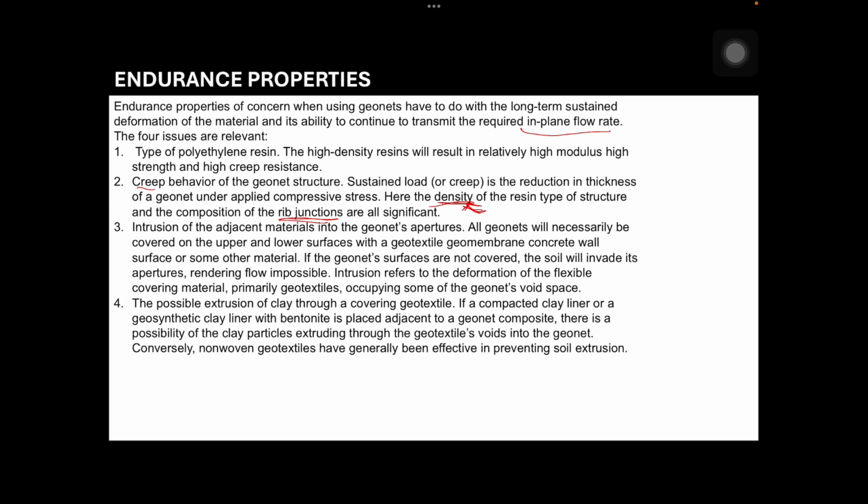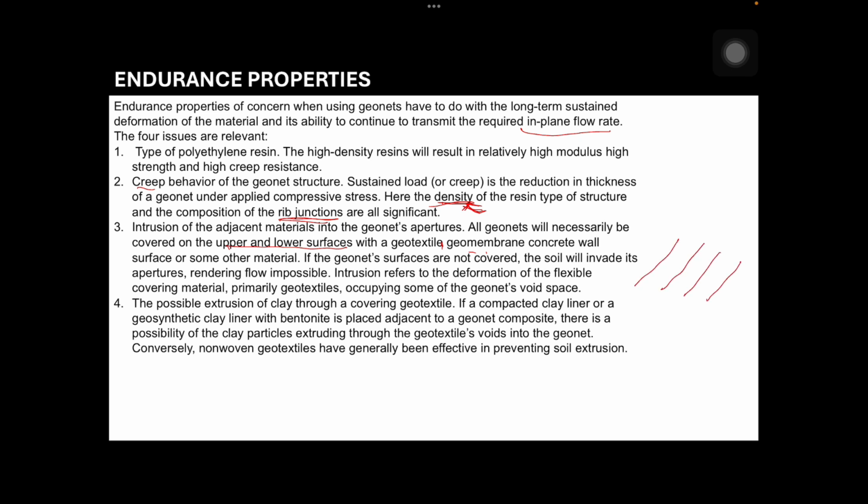Number 3, intrusion of the adjacent materials into the geonet's apertures. All geonets will necessarily be covered on the upper and lower surfaces with geotextile, geomembrane, concrete wall surface, or some other material. If the geonet surfaces are not covered, the soil will invade its apertures, rendering flow impossible. Intrusion refers to the deformation of the flexible covering material, primarily geotextile, occupying some of the geonet's void space.